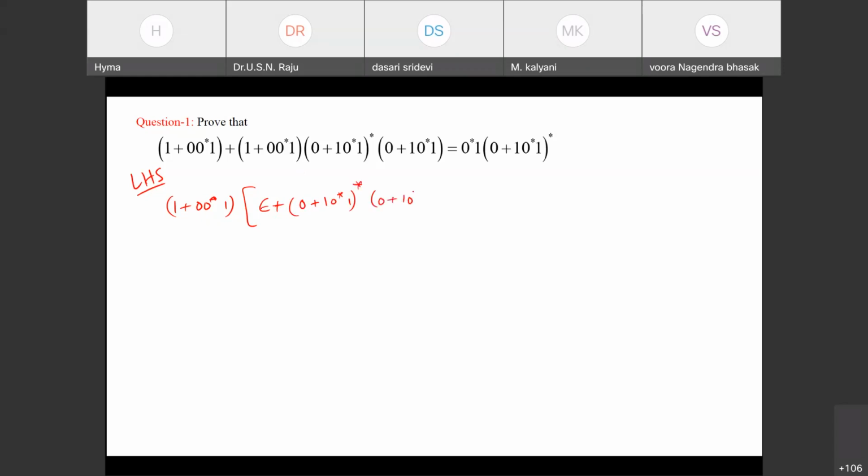Plus 1 0 star 1. Okay. Then, is it in the form of epsilon plus r star r? Because these two are same, no? 0 plus 1 0 whole star, sorry, 1 0 star 1, and here also this one, and this is r star r. Then what is the equivalent of epsilon plus r star r?